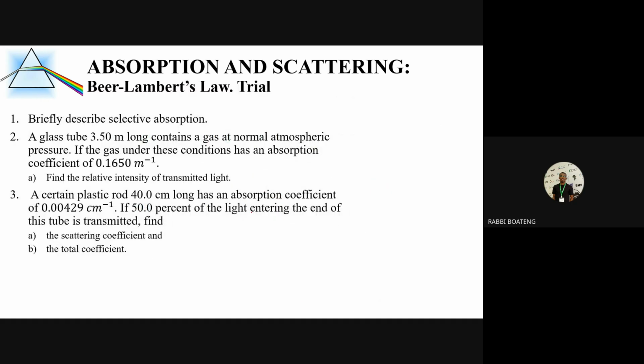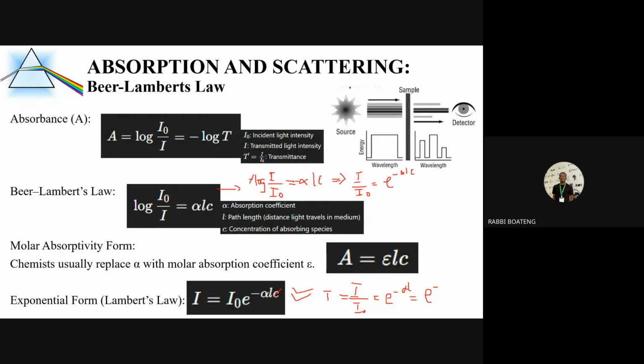Now the coefficient here is 0.1650, and we have the length to be 3.5, which is actually long. 3.5 meters is very long, but anyway, that is what the question is saying. So we can just substitute it in. So we have negative, into bracket, 0.165.